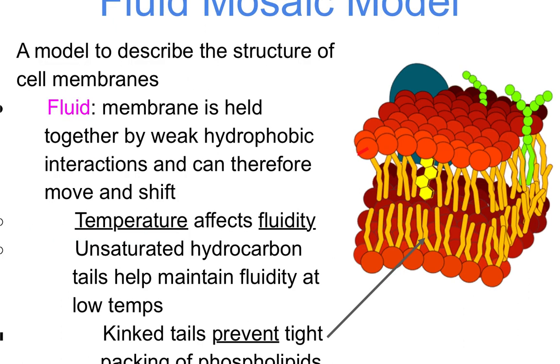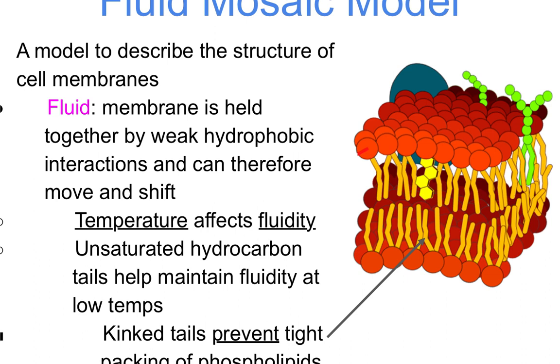In science, we use a lot of models. So this fluid mosaic model is what is used to describe how the cell membrane functions as a structure. It's very, very fluid, which means it's held together by these weak hydrophobic interactions. And therefore, it can move and shift. It's almost like if you were to walk across the waterbed. Lots of things can affect the fluid mosaic model, like temperature. Temperature will definitely affect its fluidity.